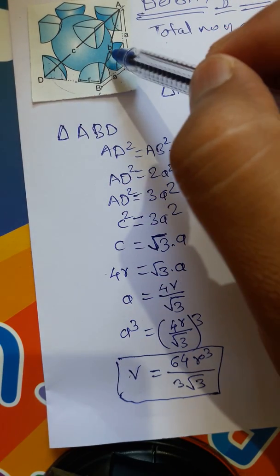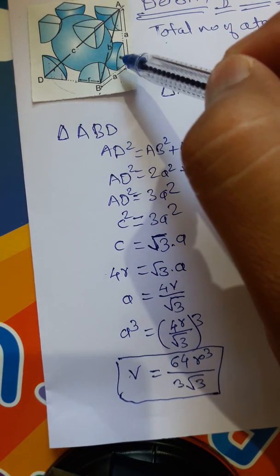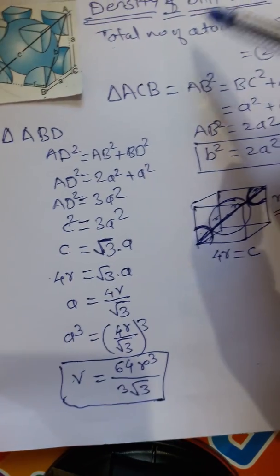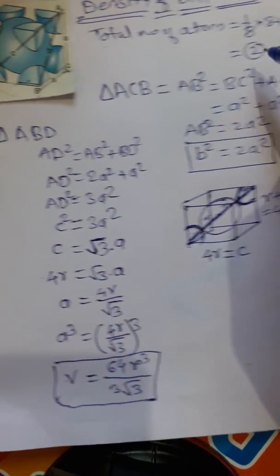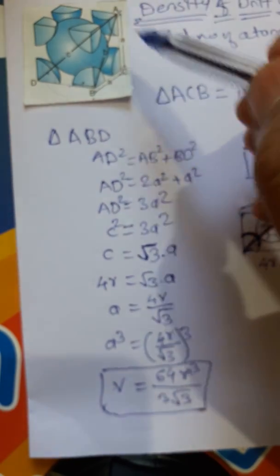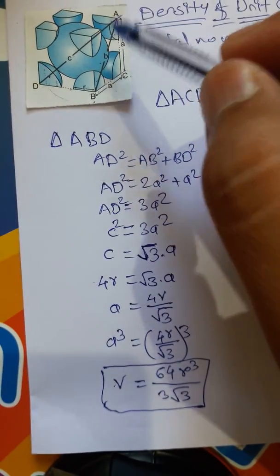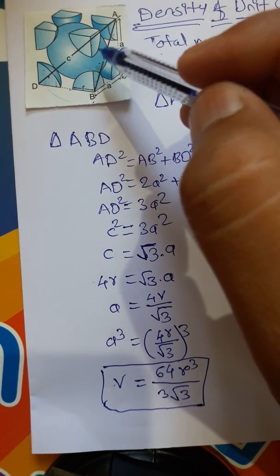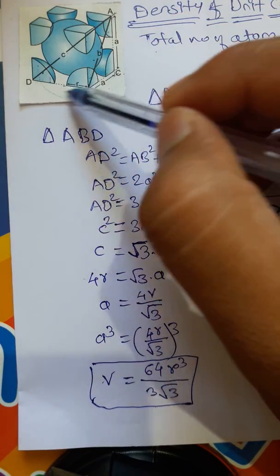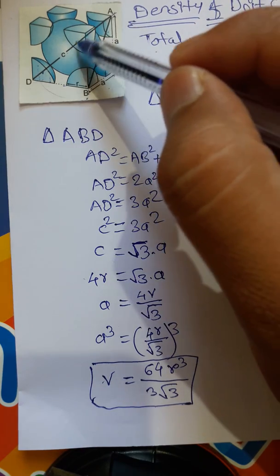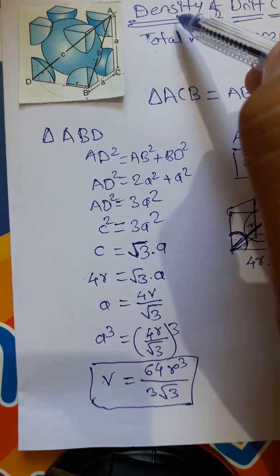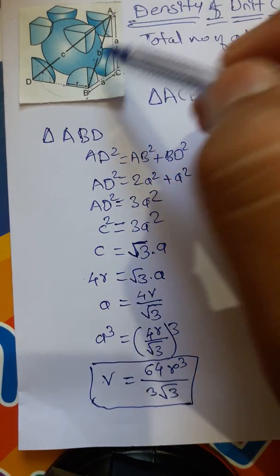Now I want to calculate the total number of atoms present in this unit cell. I know that the total number of atoms is equal to 2. So 2 atoms in this unit cell, how much part is occupied by these 2 atoms? So what I have to calculate here is how much part the 2 atoms inside the total unit cell have occupied. This is what we call density, and also packing efficiency.